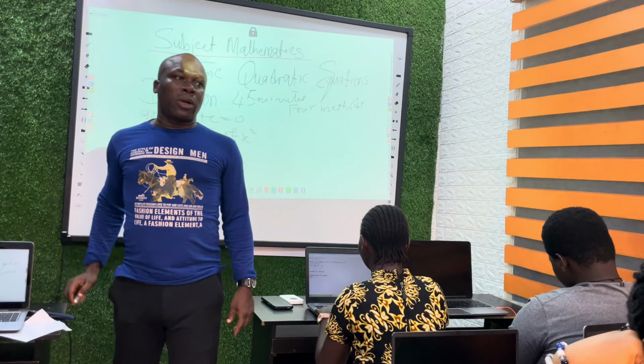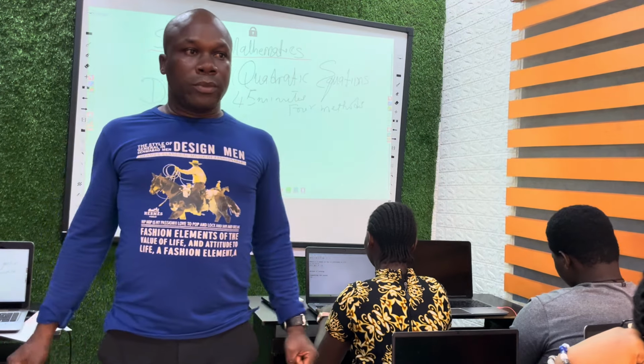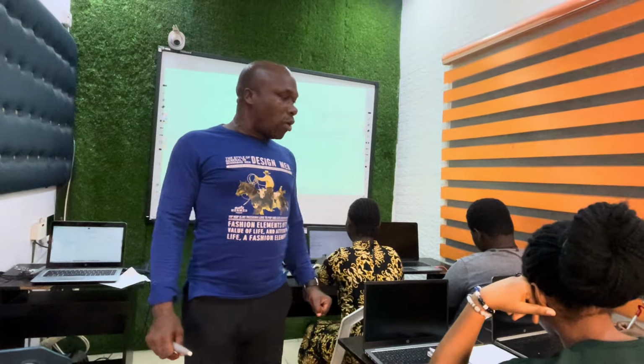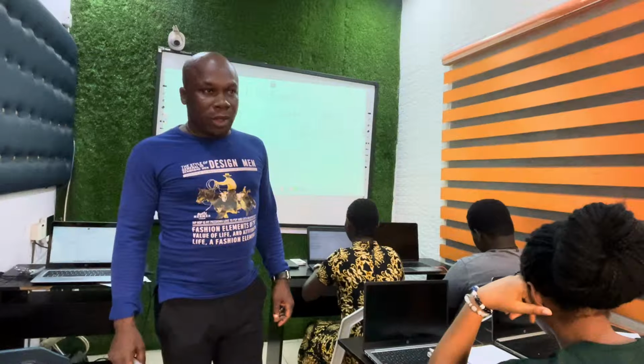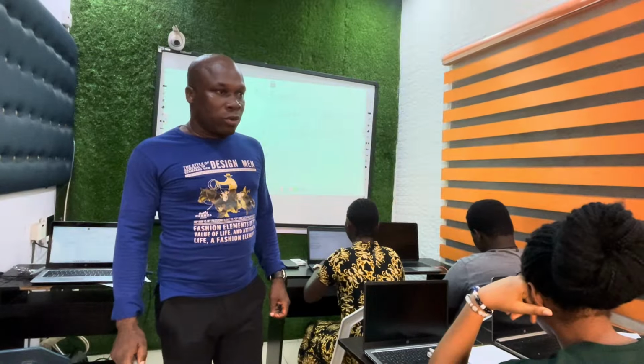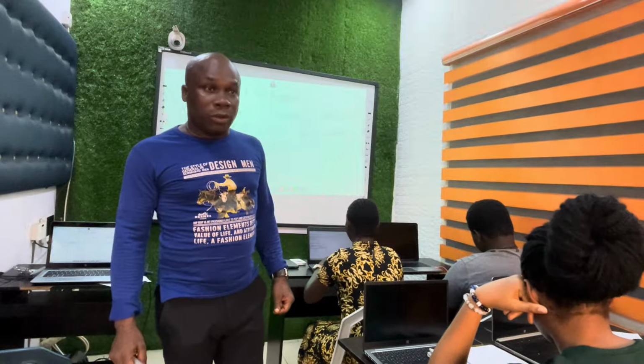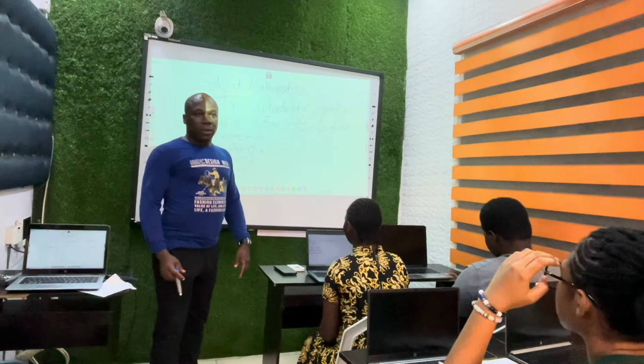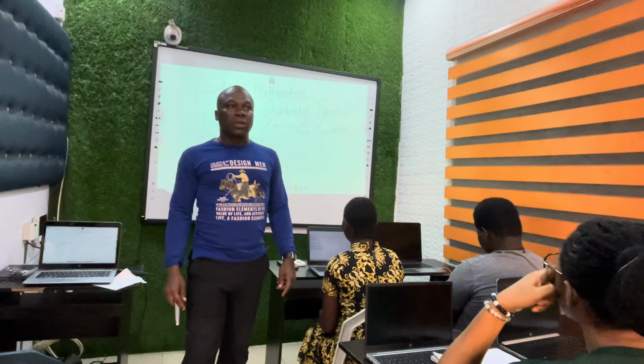Factorization method. In the factorization method, you use a method called trial and error to provide solutions to problems related to that, if you are asked to use the factorization method. Trial and error means, I won't come to that. We will come to that and explain. Then the last one is the graphical method.